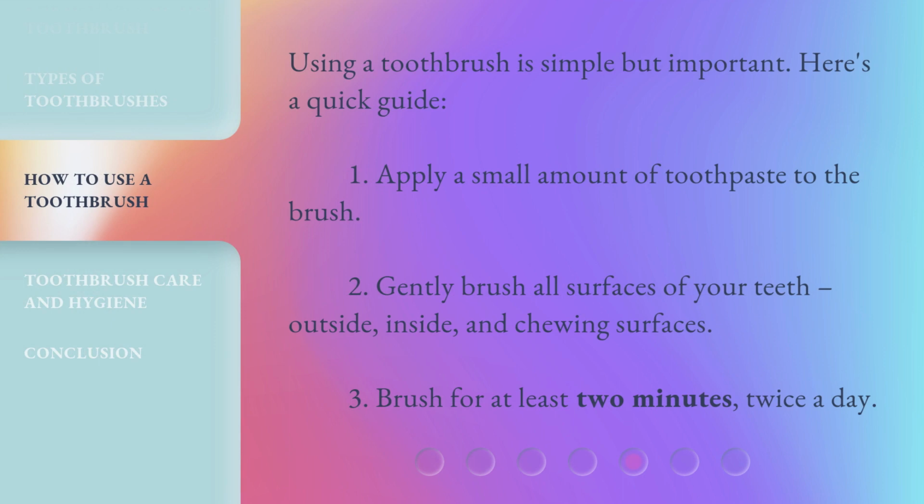Using a toothbrush is simple but important. Here's a quick guide. 1. Apply a small amount of toothpaste to the brush. 2. Gently brush all surfaces of your teeth, outside, inside, and chewing surfaces. 3. Brush for at least 2 minutes, twice a day.